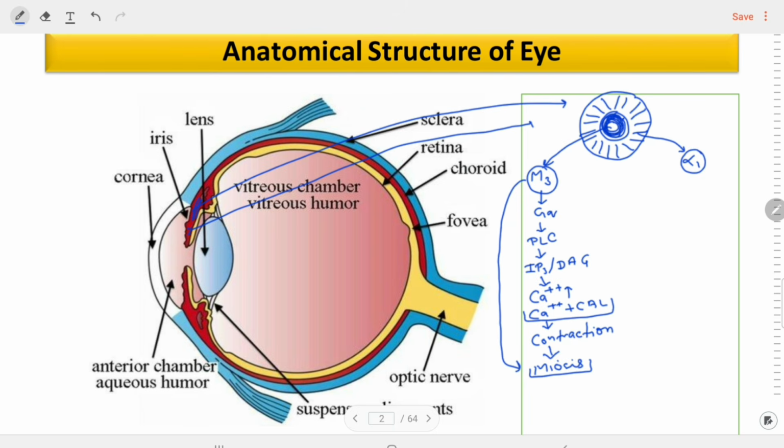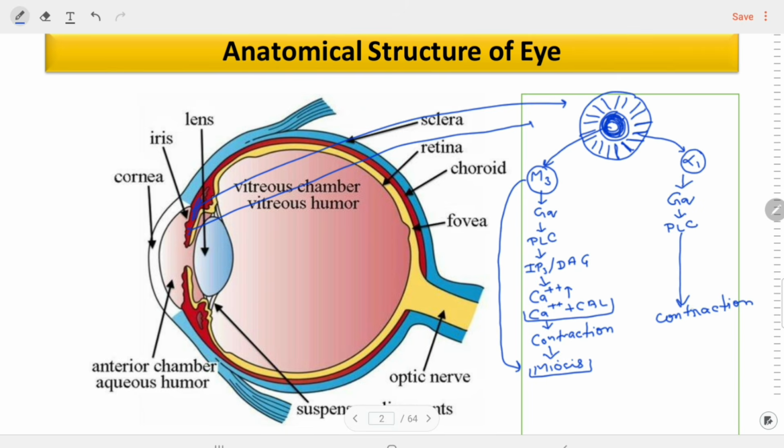That is one thing. The second thing is the activation of the alpha 1 receptor. Alpha 1 receptors are present in the radial muscles, which we can see here in the iris. Whenever alpha 1 is activated, it will cause activation of the same Gq subunit, and then again phospholipase C, and the remaining process is the same as for the M3 receptor. So the final outcome is contraction. Remember, here the final outcome is also the contraction of the radial muscles.